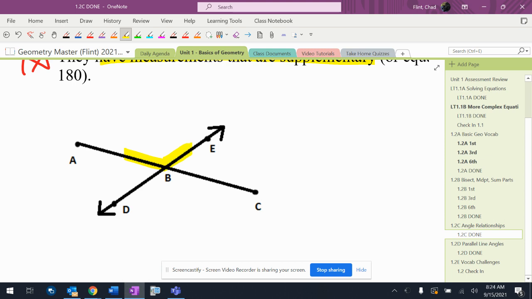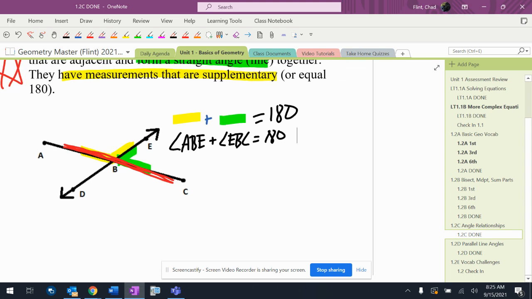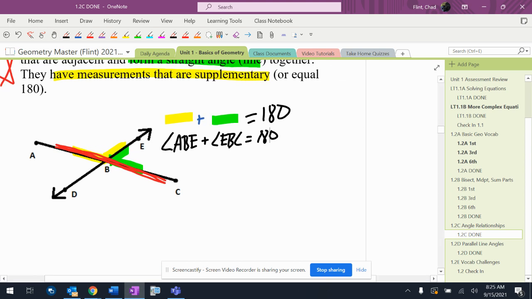This angle right here, the yellow one, and that green one together form this straight line across the bottom. So what that allows me to say is that I'm going to do this two ways. I'm going to do yellow plus green equals 180. So the yellow angle plus the green angle equals 180, which is angle ABE plus angle EBC equals 180. This is something that I'll start looking at doing when I go through and do some equations. For right now in this file, we're just going to recognize these situations.